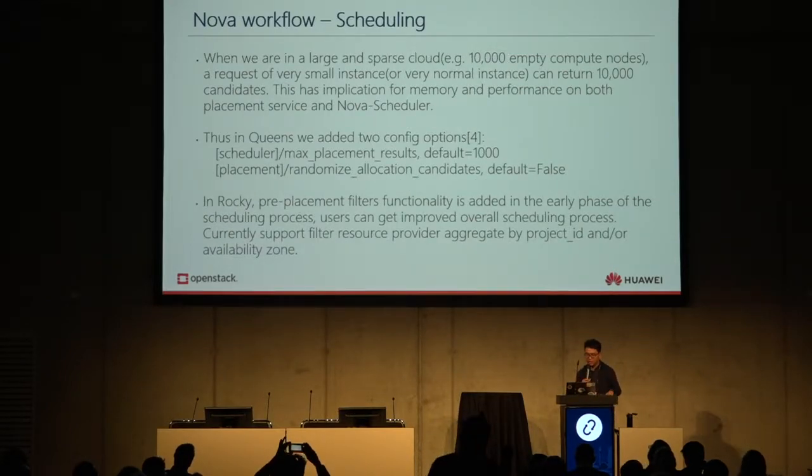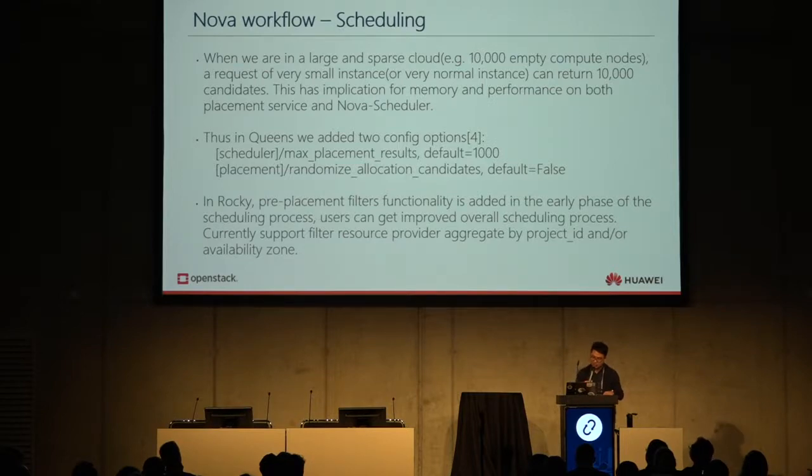Even though placement has helped a lot with large-scale problems, we still face some challenges and bugs. For example, if we are using a very large and sparse cloud, say 1,000 empty compute nodes for fresh deployments, a request with very small or just very normal instances, where we don't want any special features, just CPU, RAM, and disk, will always return all the compute nodes in the records, because everyone can fulfill this kind of request. This has implications for memory and performance on both placement and the Nova scheduler.